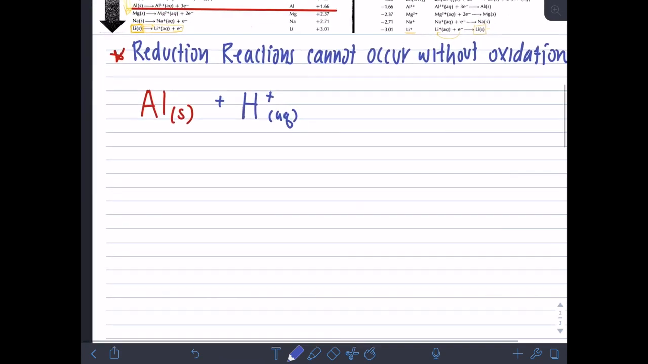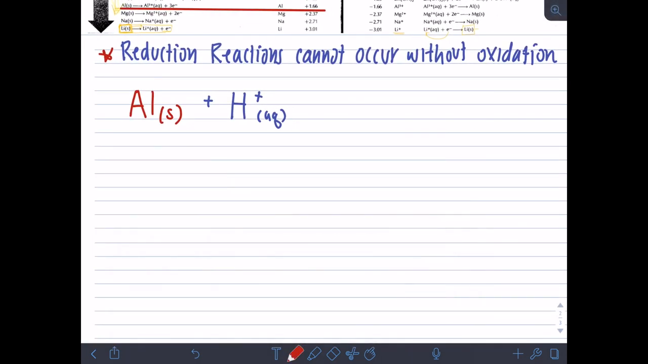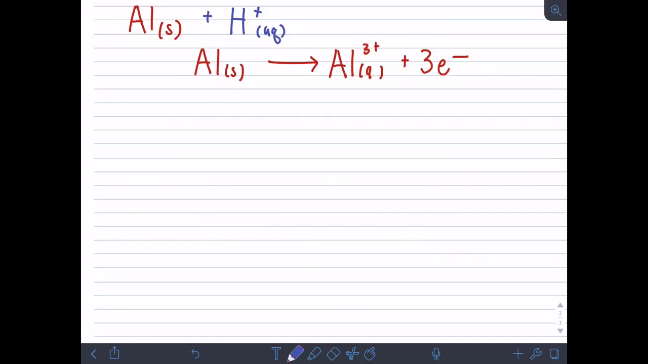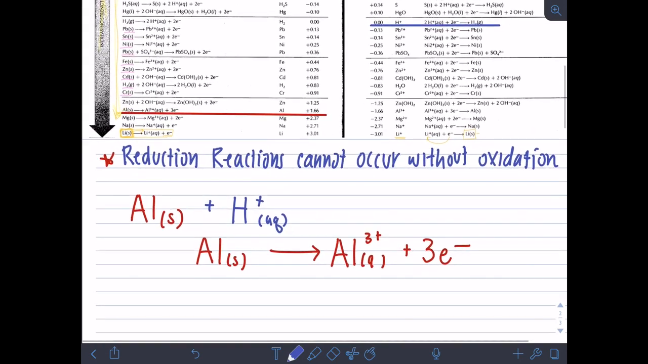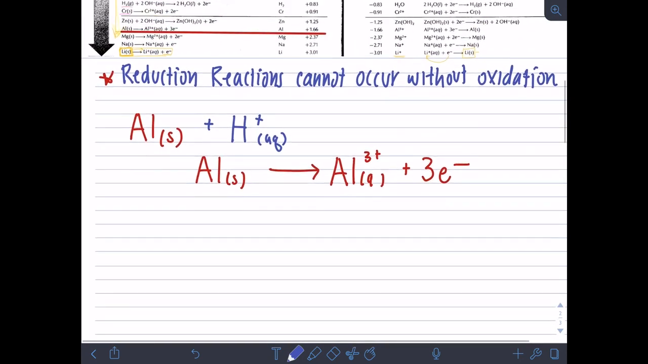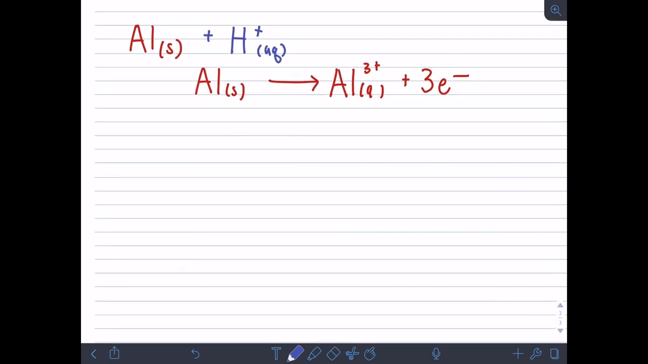And we'll want to line up the arrows of the reaction. So I'm going to start with my aluminum reaction. Aluminum solid produces aluminum 3+ aqueous, and this reaction produces 3 electrons. So now I have my aluminum reaction, and I'm going to write down the half reaction for H+. So that's 2H+ aqueous plus 2 electrons produces H2 gas.